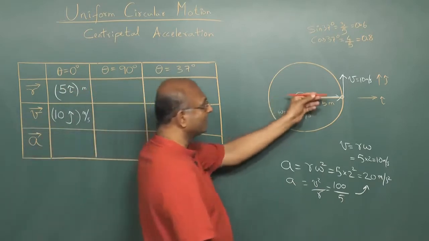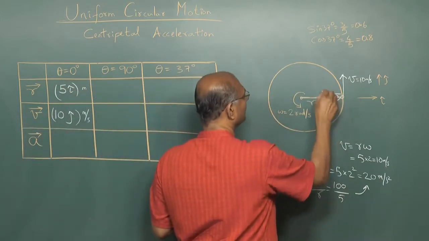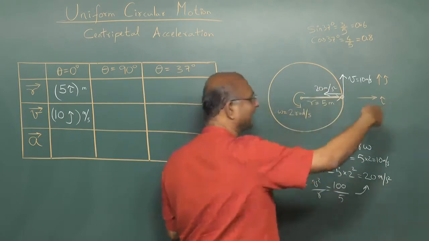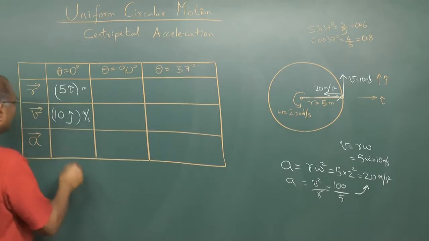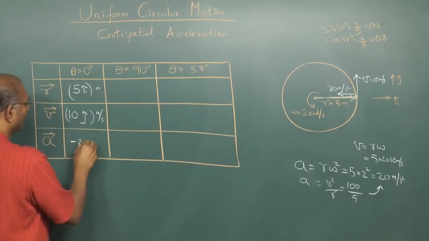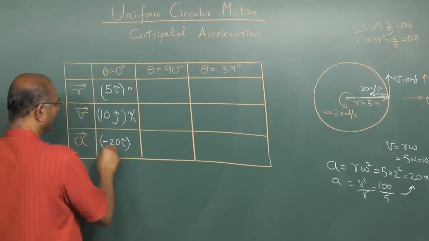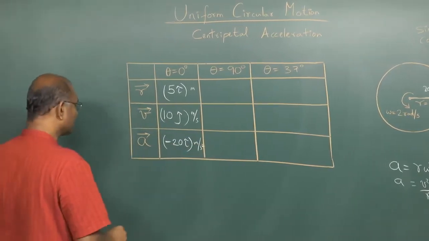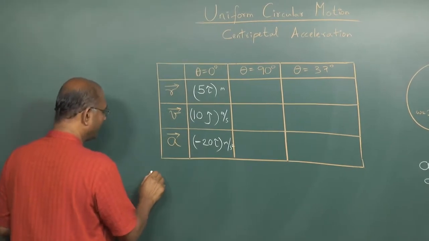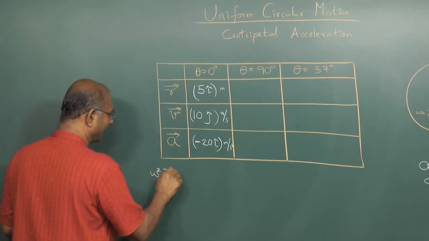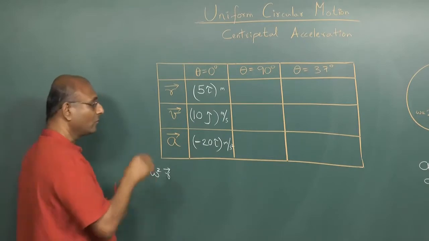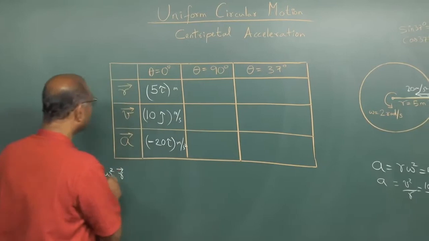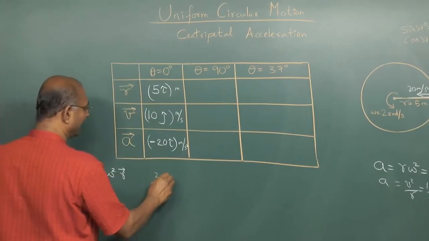What is the direction? It's going to be like this. So this is 20 meters per second square in this direction. If that is i cap, this is minus i cap, right? So this is minus 20 i cap meters per second square. I want to also calculate what would be omega square times the r vector. Omega square is 4, right? 2 square. So 4 times r will give me 20 i cap.